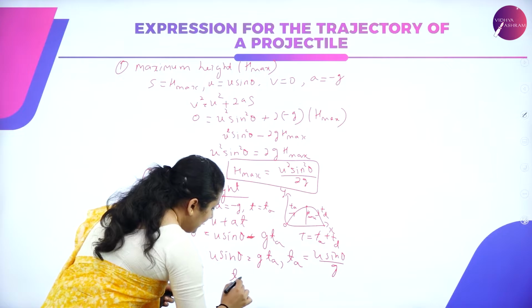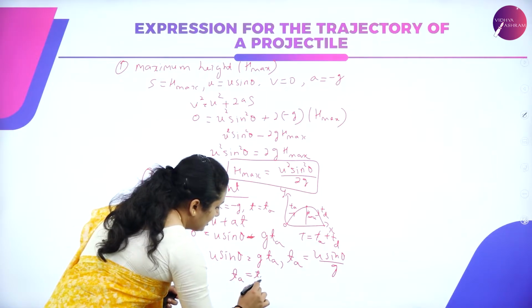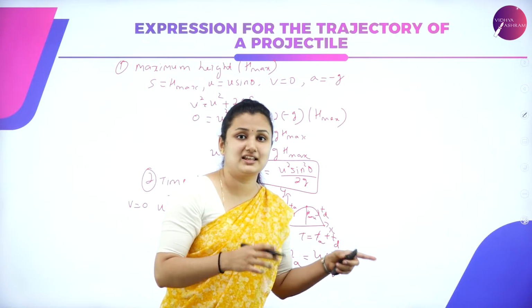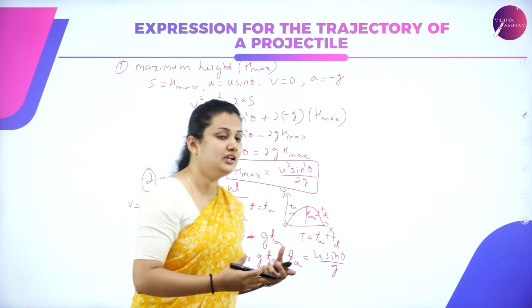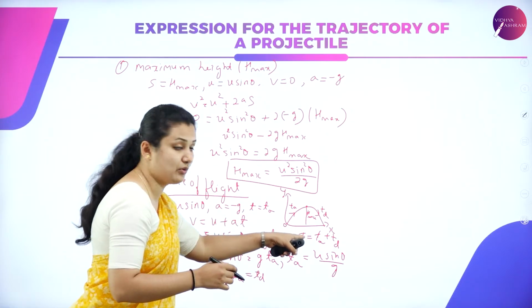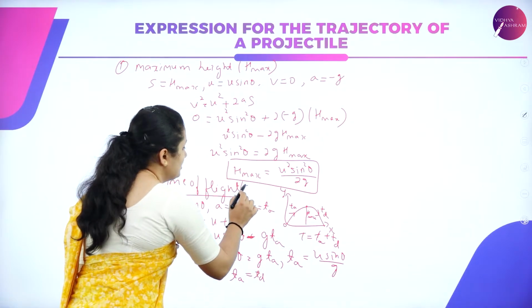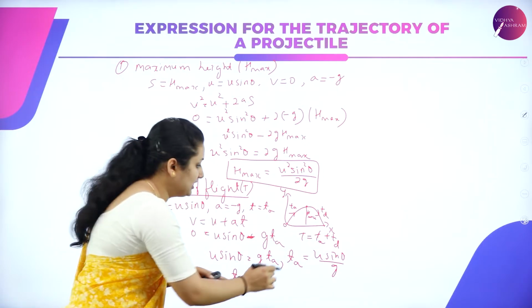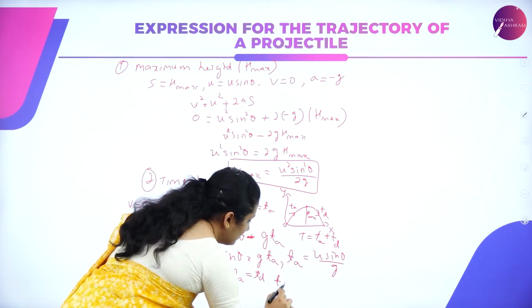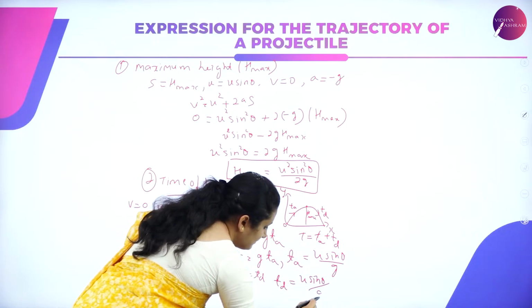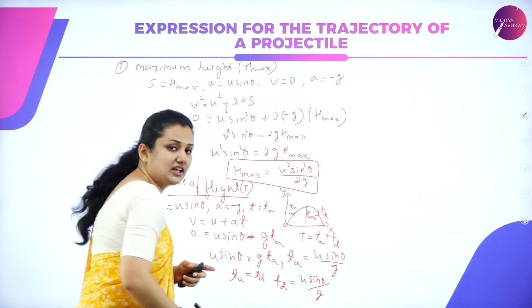So the time taken to ascend is equal to the time taken to descend. We will study that in detail in the upcoming chapter. ta is equal to td. So what is the total time? I want to calculate the time of flight t. The total time is ta plus td. If ta is equal to td, then td is also u sine theta by g.